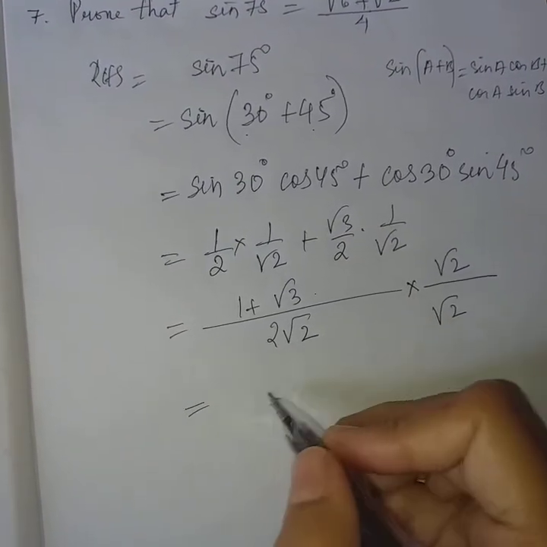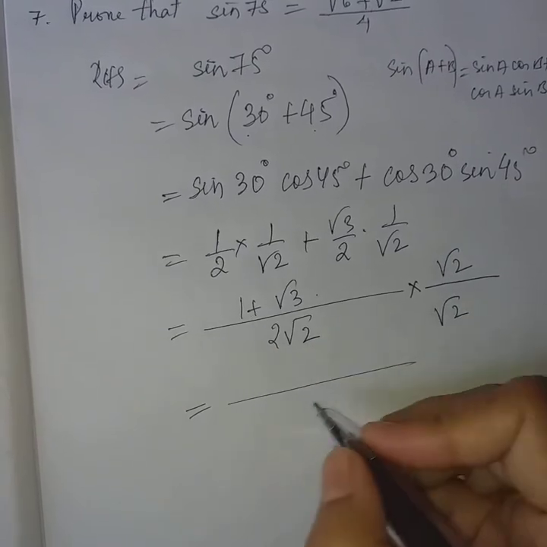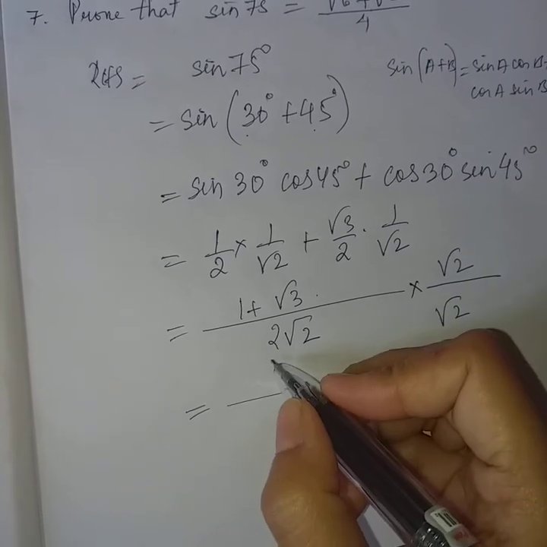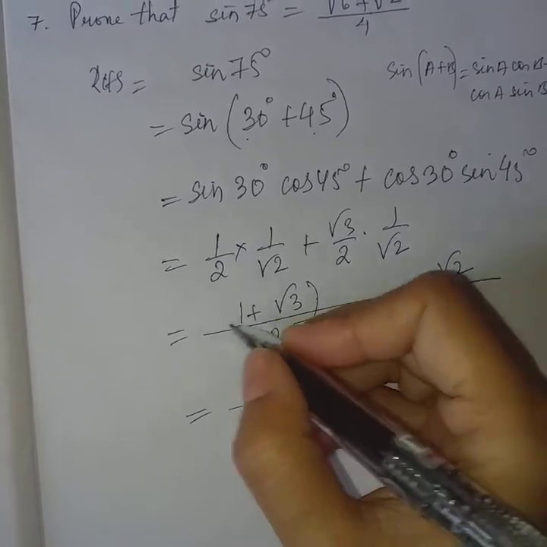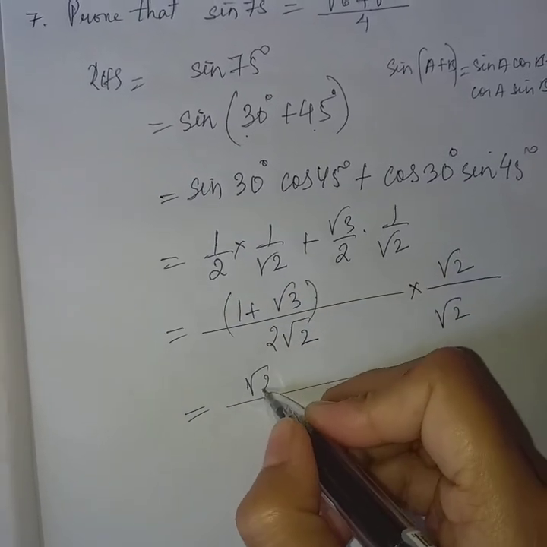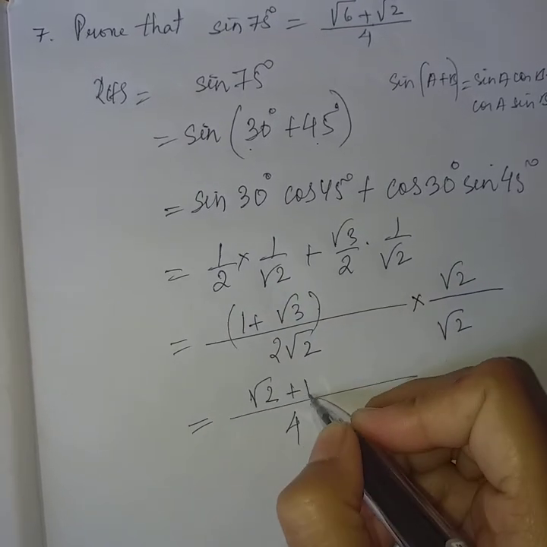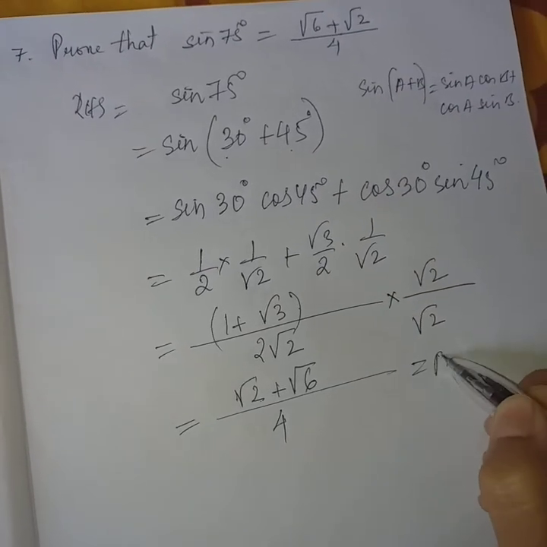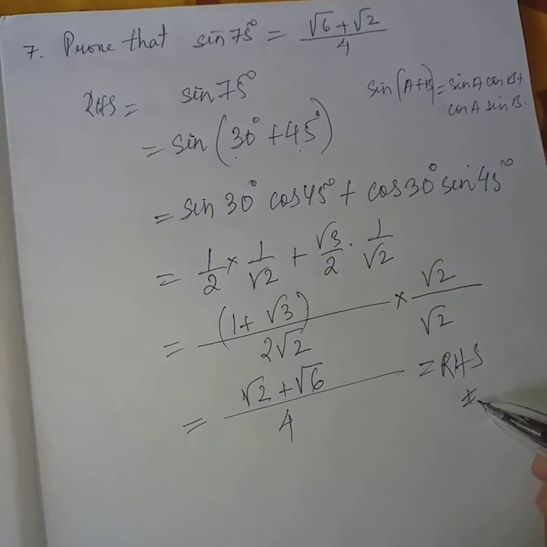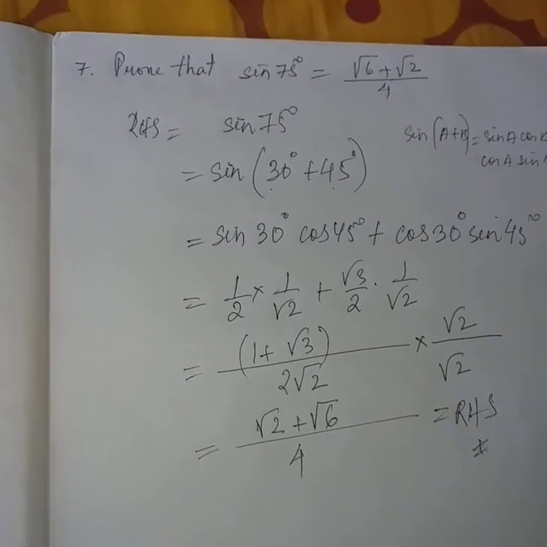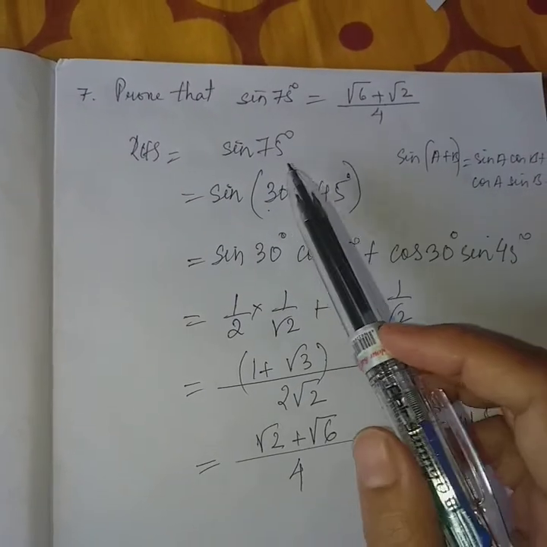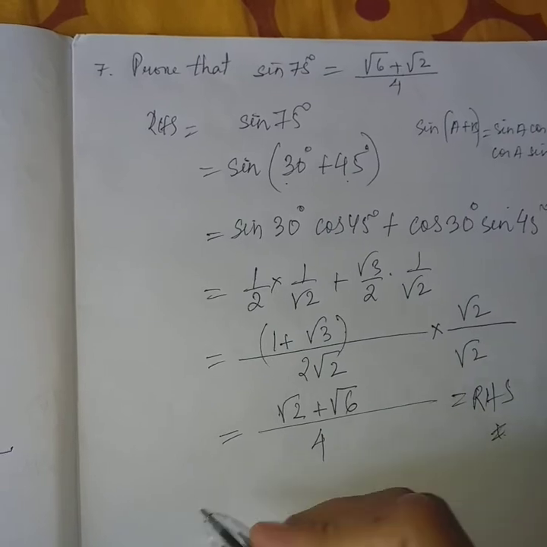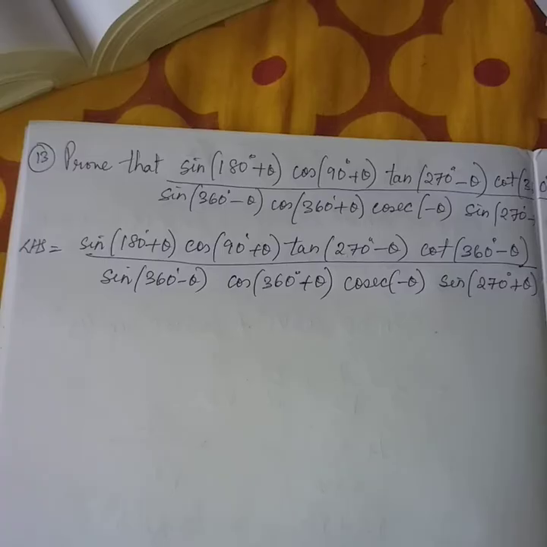So here it is 2 into 4, and if you multiply this with square root, it will be square root of 2 plus square root of 6. So this is what we needed. So this is the right hand side. So in this way we solve problems related to sum of two angles. Now let us see next.